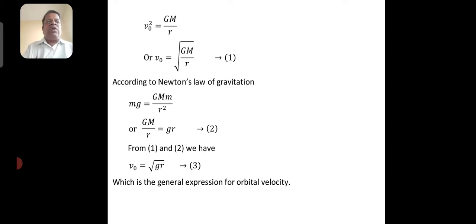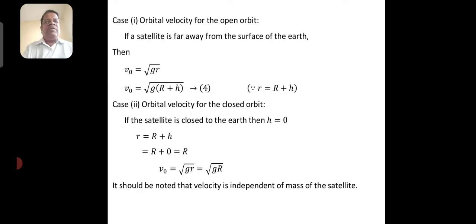According to Newton's law of gravitation, mass of the body into acceleration due to gravity is equal to GMm by r square, that is GM by r square equals g, so GM equals g r square. From 1 and 2, orbital velocity v0 equals root of g r, which is known as equation 3, which is the general expression for orbital velocity.